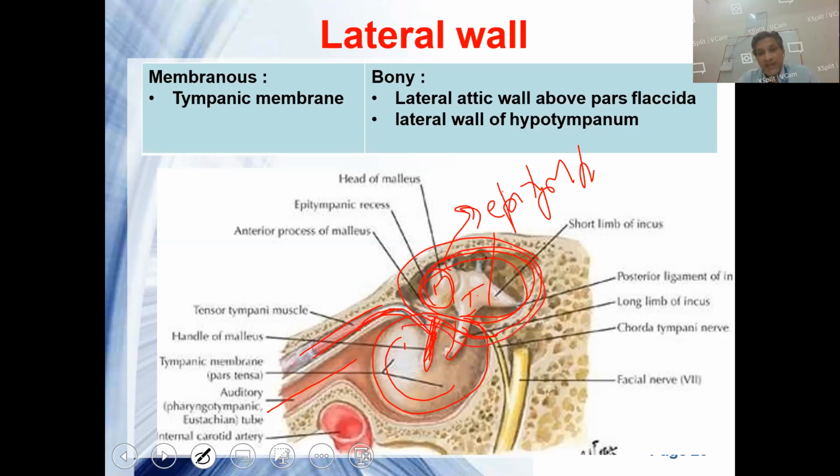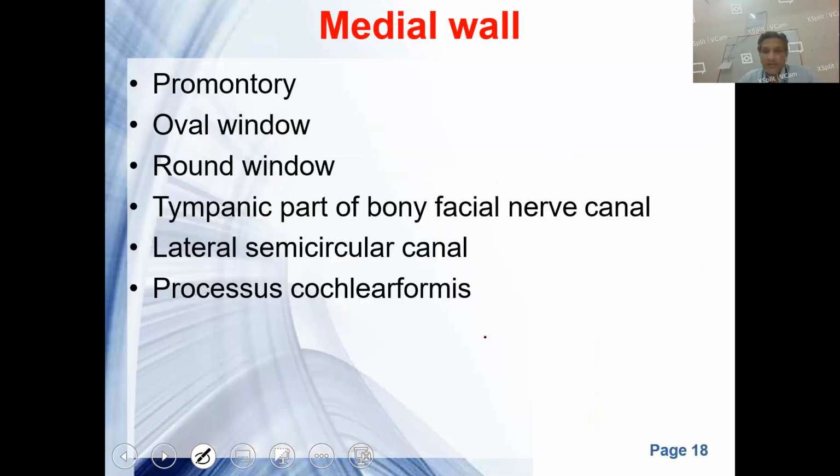You have to go much higher, and the tegmen is present above this. The tegmen is above the head of the malleus and the incus, and these are ligaments which fix the ossicles in the middle ear, so they are not freely mobile in the sense that they are hung by these ligaments in the middle ear. This yellowish structure is the facial nerve, and this branch of the facial is the chorda. This is the carotid artery.